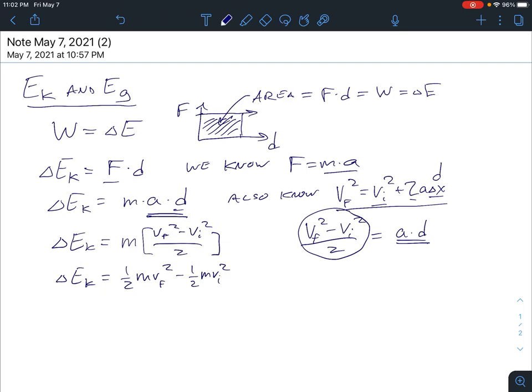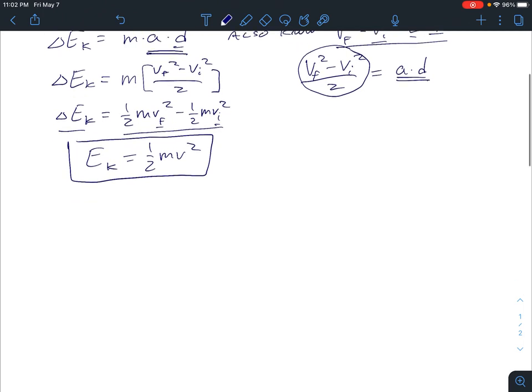Well, if change in kinetic energy is equal to this, that means that EK, this is final minus initial, so that means EK must be equal to 1/2 mv squared. So that is our mathematical model for kinetic energy. EK is equal to 1/2 mass times velocity squared. And notice that since the velocity is being squared, this is always positive.